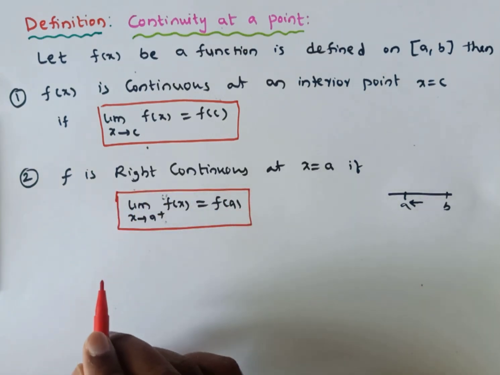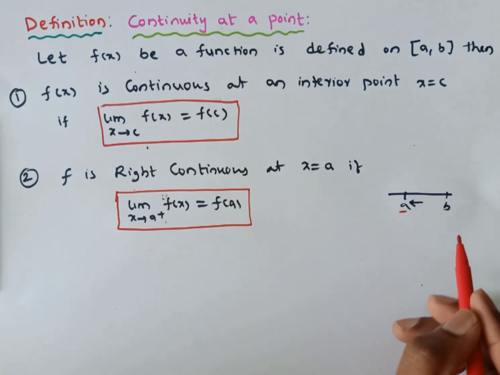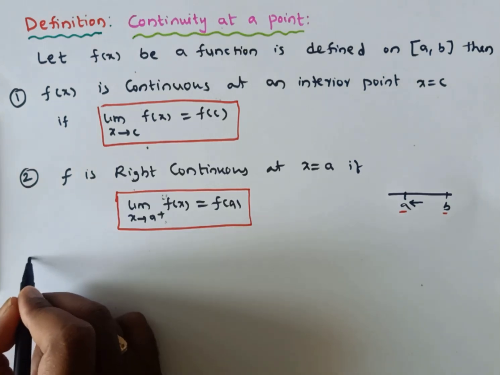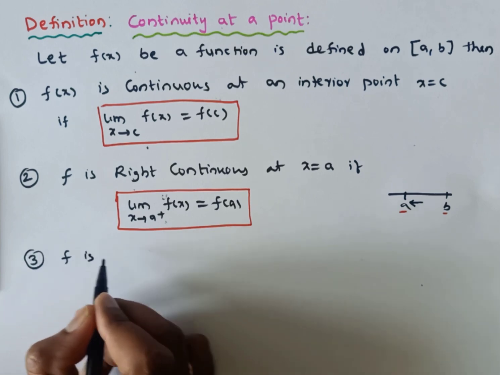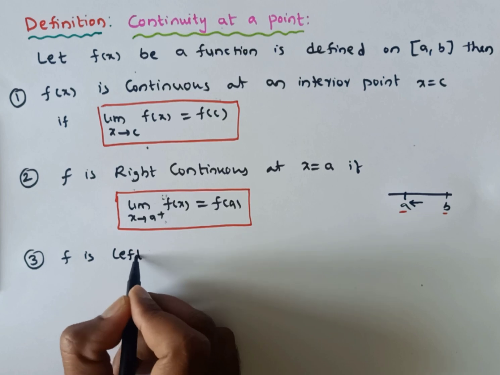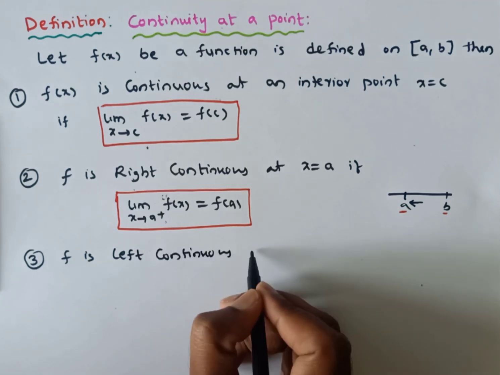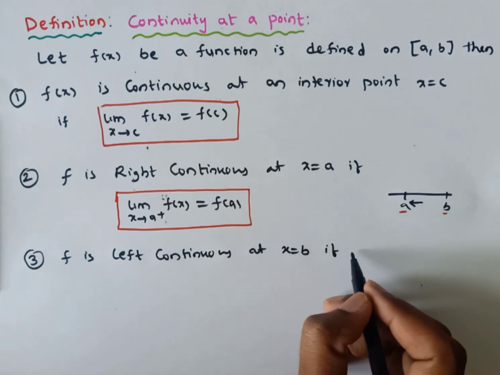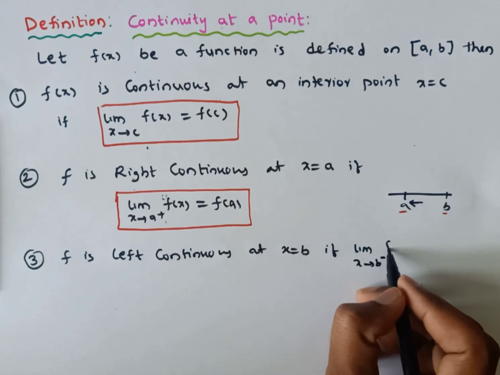Where does right continuous exist? At the left end point of the interval. Right continuous at the left end point, and similarly left continuous at the right end point. So similarly, f is said to be left continuous at x equals b if the limit as x tends to b minus of f of x.